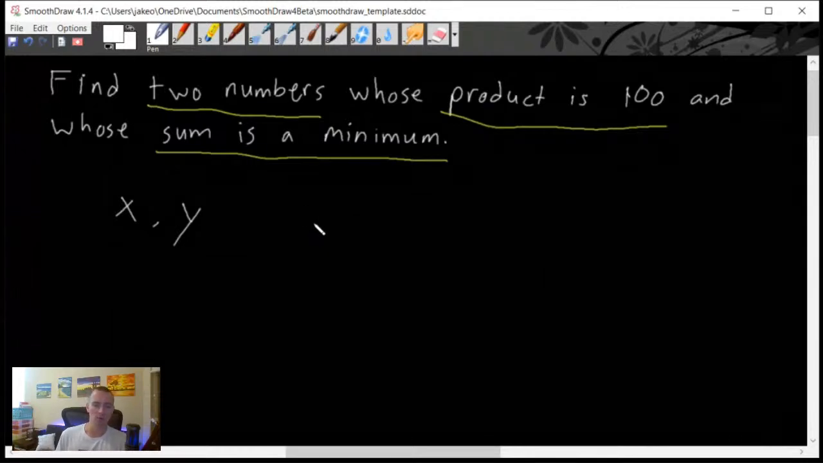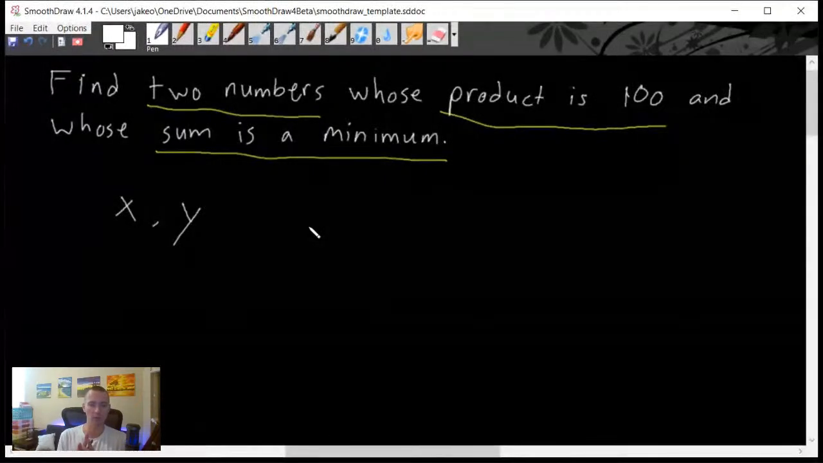So the next thing we want to think about, the third step, is to write out our equations. There's generally going to be 2 equations that we want to figure out. First of all, we need to write an equation for the thing that we're trying to optimize.